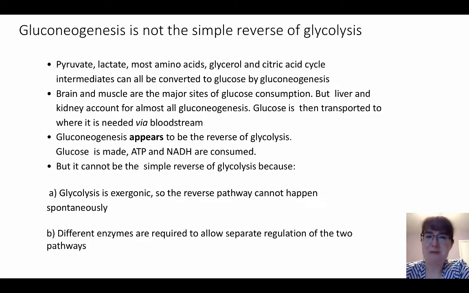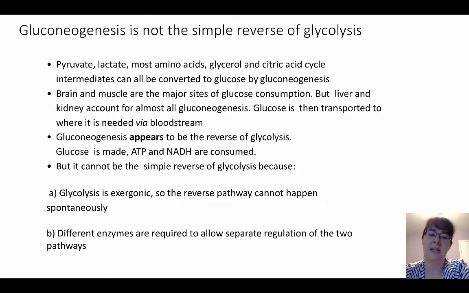It is going to appear to be the reversal of glycolysis, so we'll see some diagrams in a minute that will show something fairly similar. Realize that you are making glucose, so gluconeogenesis will give glucose as an ultimate product, and it will go ahead and consume ATP and NADH. But again, it can't just be a reversal because glycolysis is going to be exergonic. So glycolysis usually releases energy and has that forward motion.